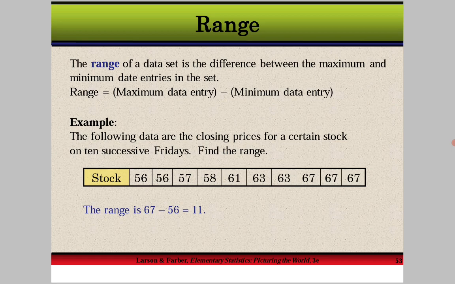What is range? The range of a data set is the difference between the maximum and minimum data entry in the set. So range is equal to maximum data entry minus minimum data entry. For example, the following data are closing prices for a certain stock on 10 successive Fridays. Find the range. The range is the maximum value minus the minimum value, that is 67 minus 56, which is 11.